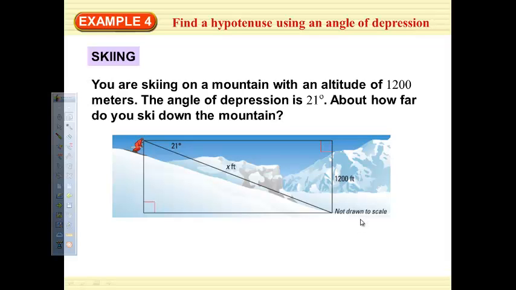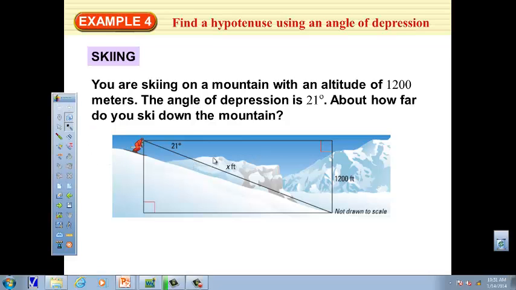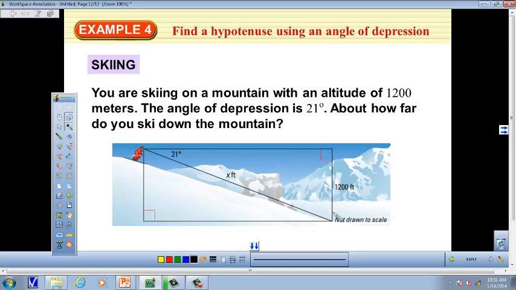Now we're going to look at an applied problem using our trigonometric ratios. In this case, we're looking at what's known as an angle of depression. It's pretty easy to understand this if you just realize that it's an angle that's pointed downwards. We also have angles of elevation, and that would be, for example, this triangle right here, because you're looking up. But in this case, since they're looking down, it's a depression angle, and we want to know how far we would ski down the mountain.